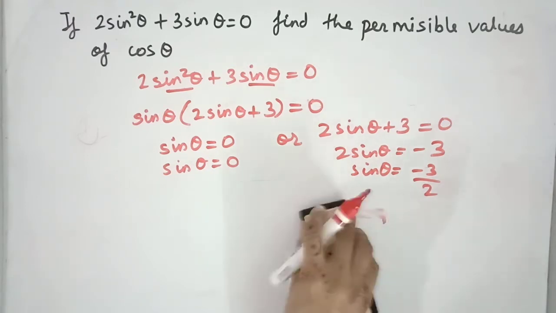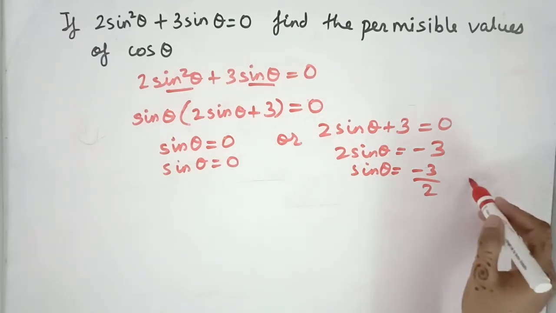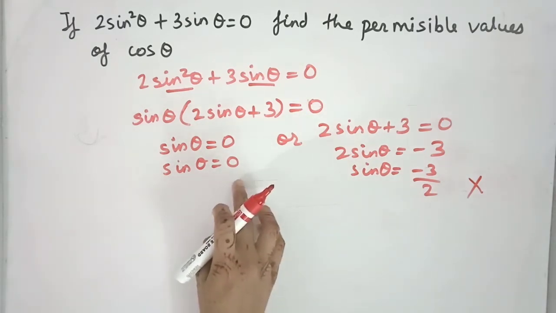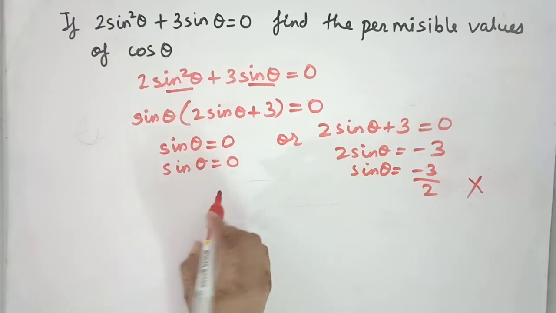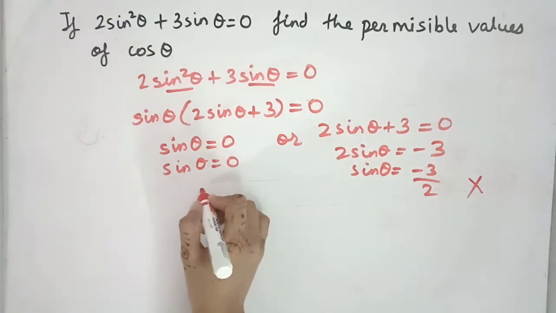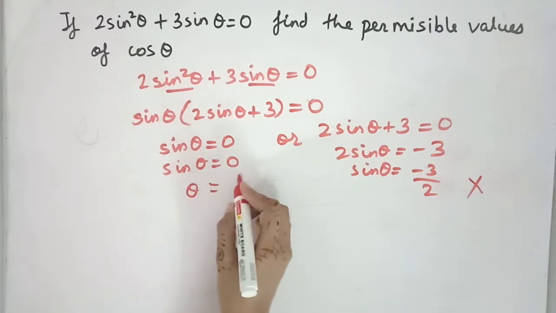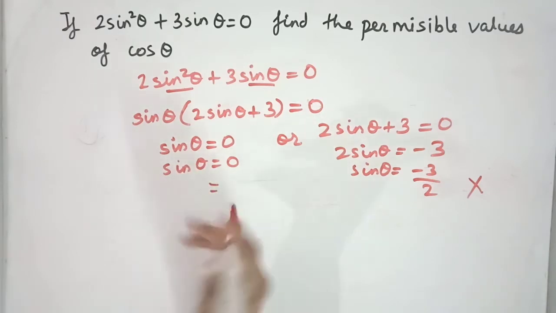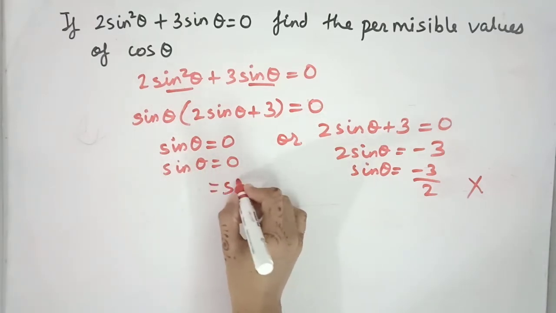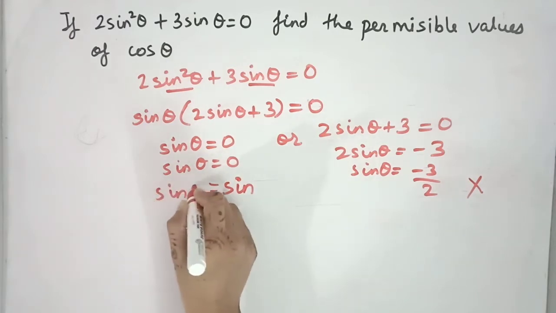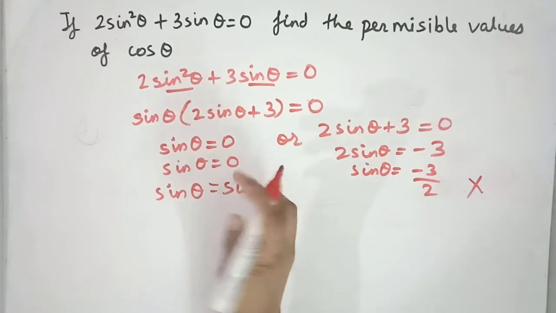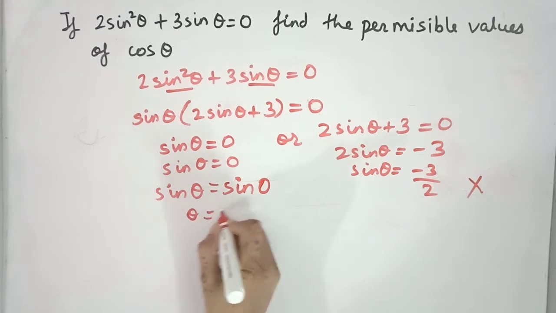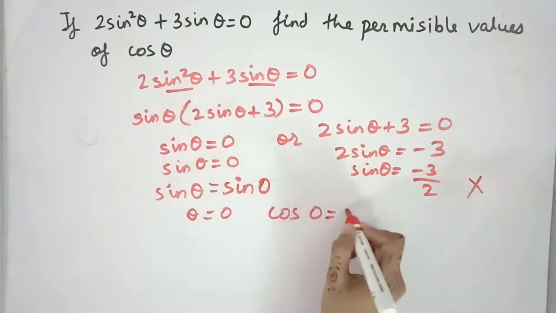So this can't be our answer. So we will see this one: sin theta is equal to 0. When sin theta is 0, it is sin 0 degree. So our theta will be 0. So cos 0 will be 1.